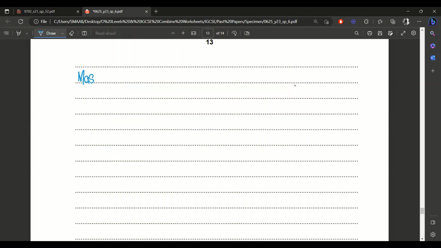So first we need to write the first statement, that will be like this: the mass of the ball will be changed according to the size of the ball.